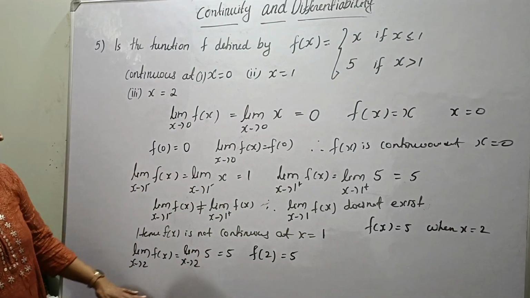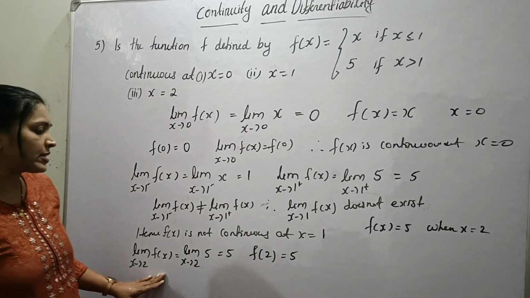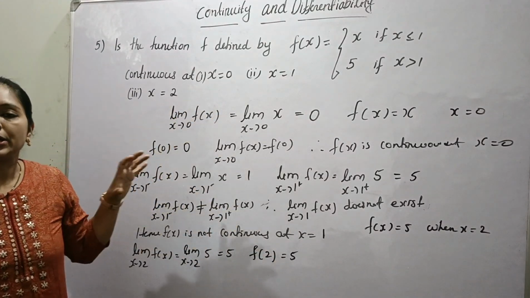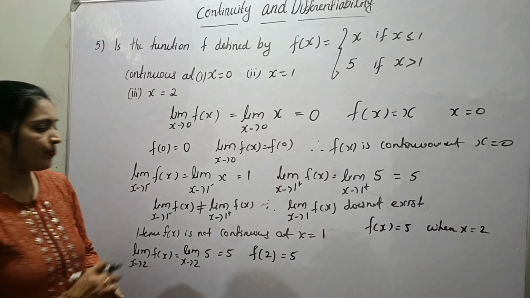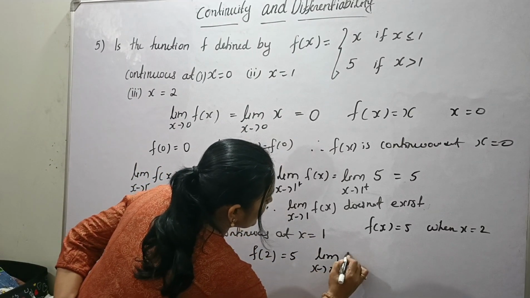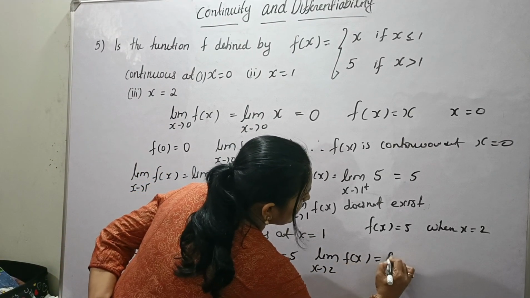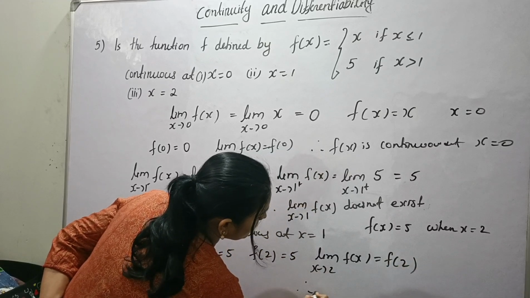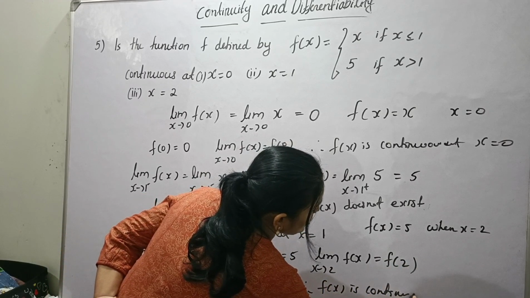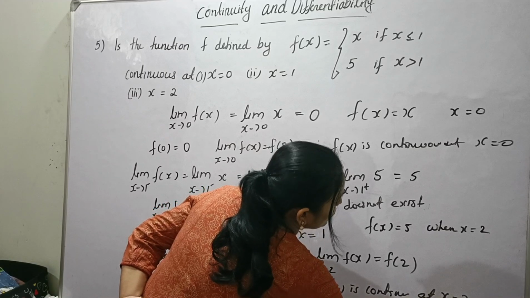So here we have got limit x tends to 2, f of x is equal to f of 2. Hence the given function is continuous at x is equal to 2. Limit x tends to 2, f of x is equal to f of 2. Therefore f of x is a continuous function at x is equal to 2.